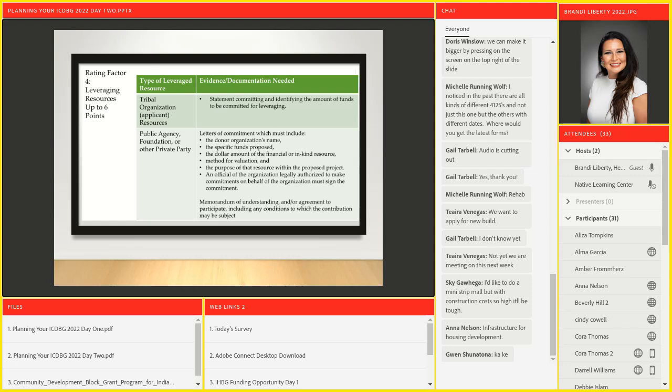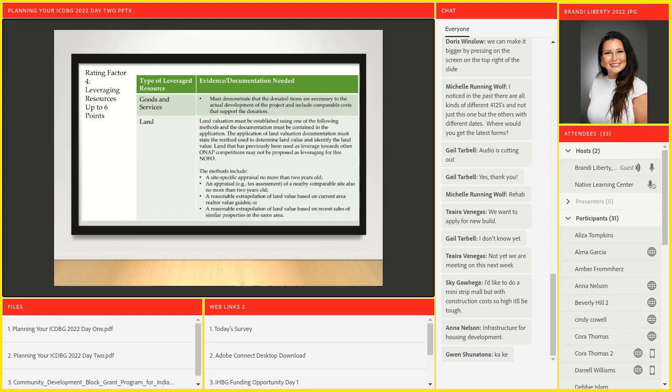You may utilize an MOU or an MOA to participate, including any conditions to which the contribution may be subject. So keeping that in mind also. Maybe you're utilizing goods and services, and you have to demonstrate that the donated items are necessary to the actual development of the project and include comparable costs that support the donation.